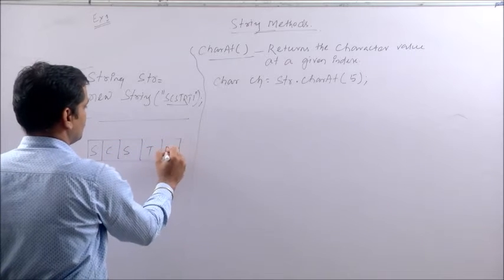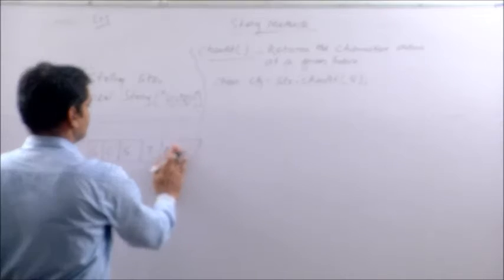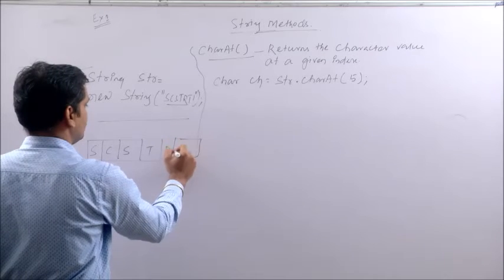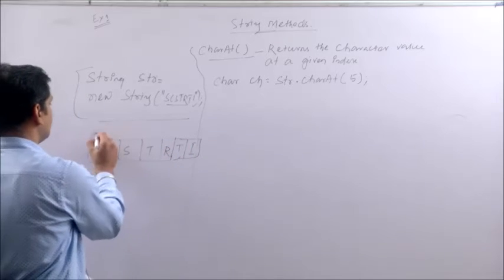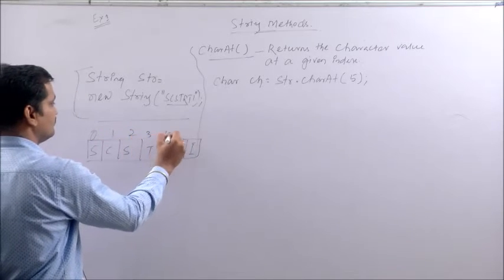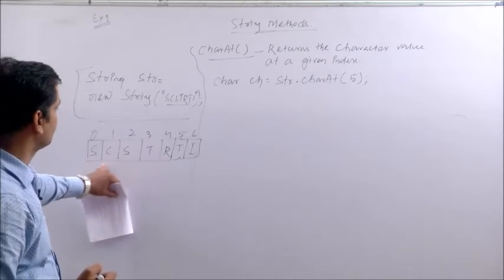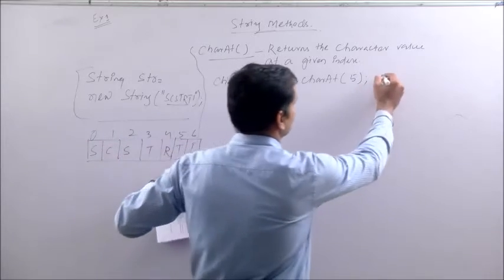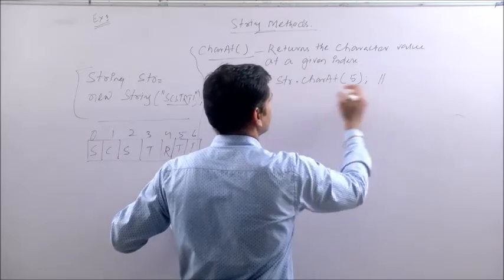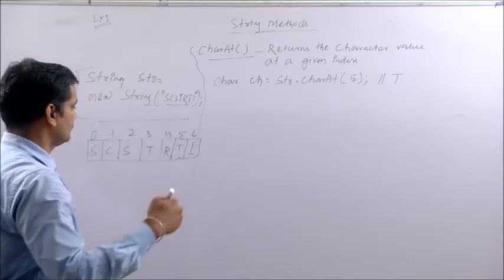C S T R T I, then this is index 0, 1, 2, 3, 4, 5, 6. Now what is present at index 5? What is present at index 5 is t. So this is going to return t. The value of ch is going to be the character at index 5, this one.